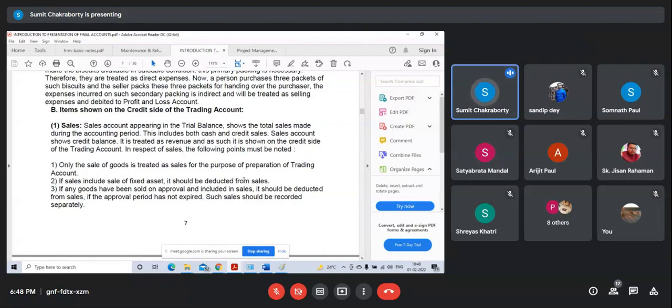In respect of sales, the following points must be noted. Only the sale of goods is treated as sales for the purpose of preparing the trading account. If sales include sales of fixed assets, it should be deducted from such sales.